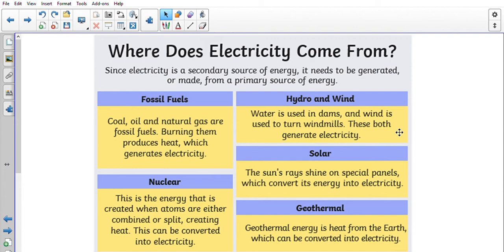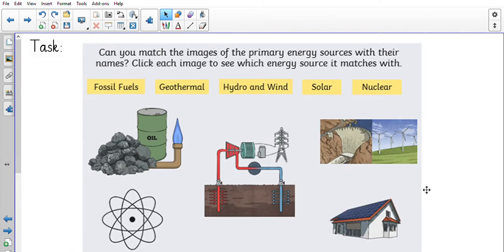These both generate electricity. So you might have seen windmills at the top of a hill in the countryside, and when the wind is moving the windmill, it generates the electricity from turning it. You may have also seen solar panels, so that's when the sun's rays shine on the panels and then convert the energy into electricity. Some people have these on the house, not many people have them though. And geothermal energy is heat from the earth which can be converted to electricity. So let's see if we can work out which is which.